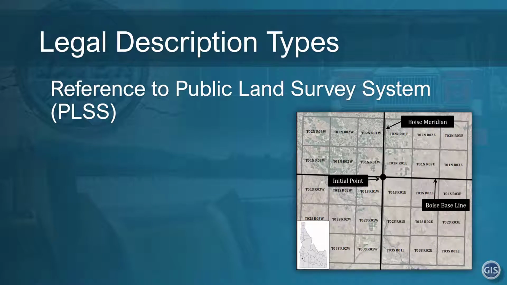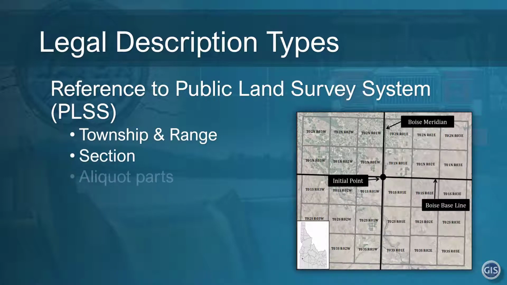Before we discuss a legal description for the public land survey system, it's important to know how the system works. There are four main components to the PLSS. There's township and range, section, aliquot parts, and government lots.